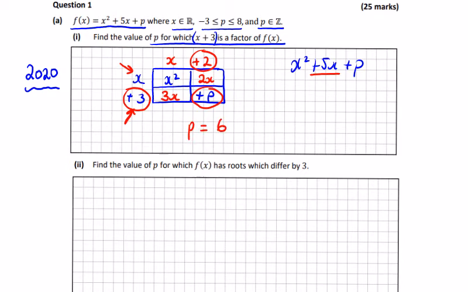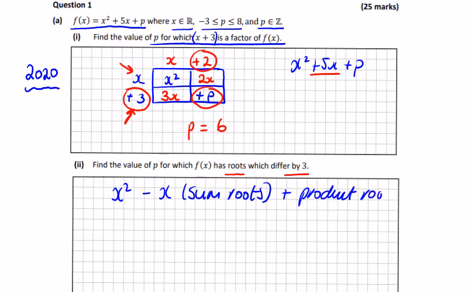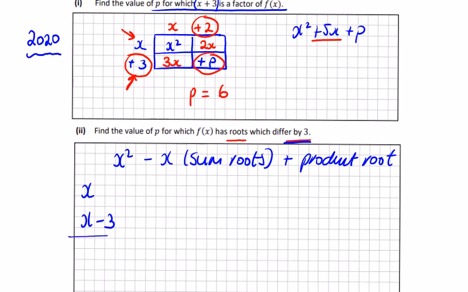Part B, find the value of p for which f of x has roots which differ by 3. So they're testing here your knowledge of quadratics and the nature of their roots. All quadratics are written in the form x squared minus x times the sum of the roots plus the product of the roots. So what can we tell here? If one root is x and they differ by 3, we can call the other root x minus 3 or x plus 3.